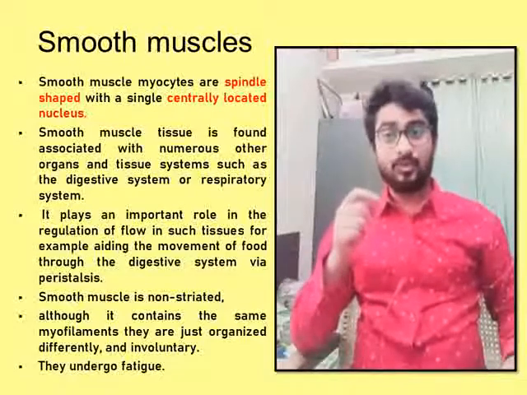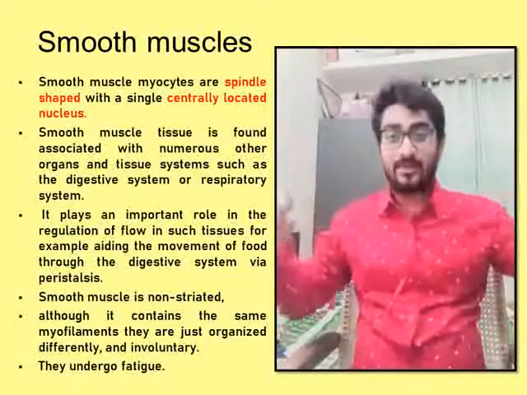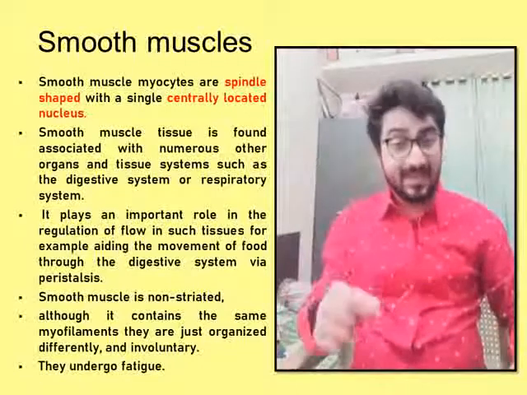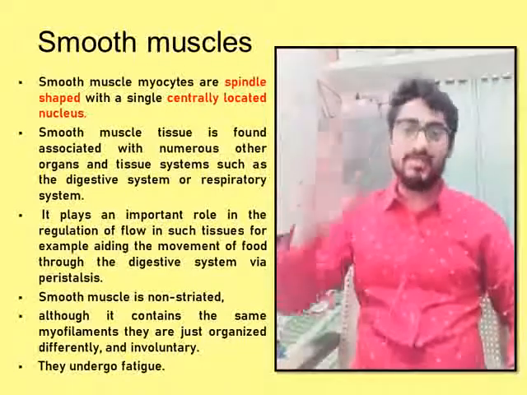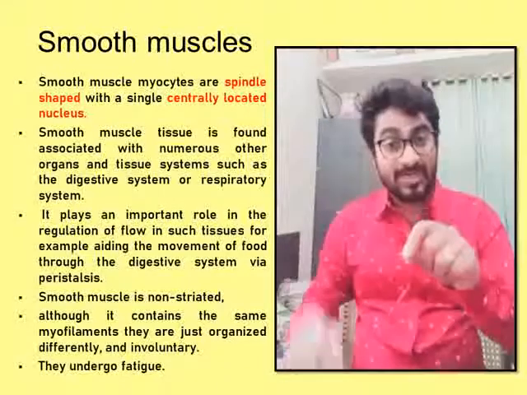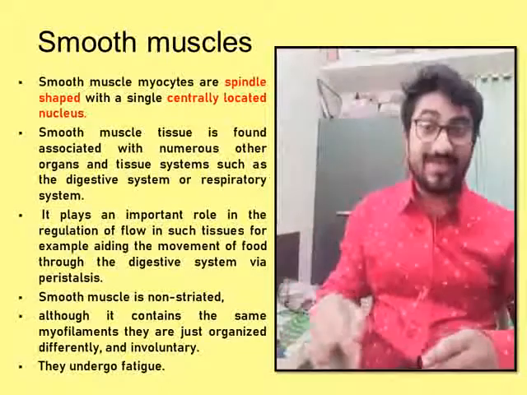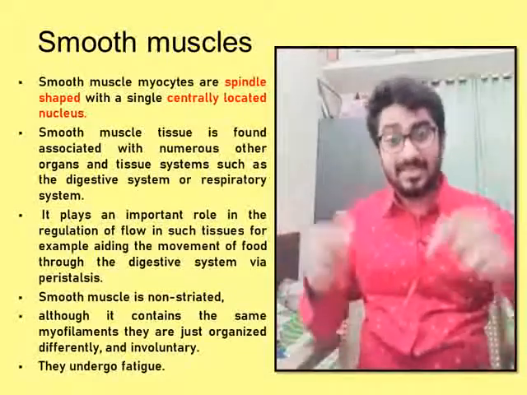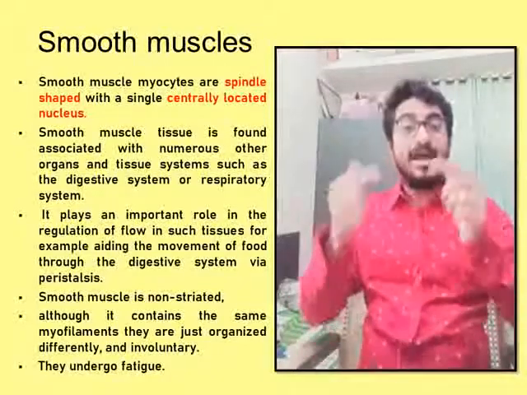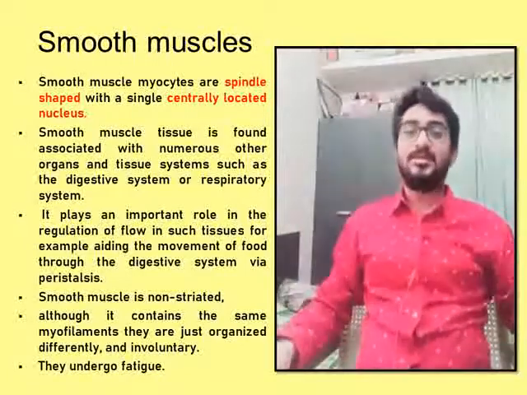Second, smooth muscle myocytes are spindle shaped. They are not elongated pipe-like structures, they are spindle shaped, boat shaped, with a single centrally located nucleus. In striated muscles, you had seen the nucleus present at the periphery in the form of a syncytium. There were no intercalations. But here, there is a single spindle-shaped myocyte with a nucleus at the center, and there are no striations. These are some special characters of the smooth muscles.